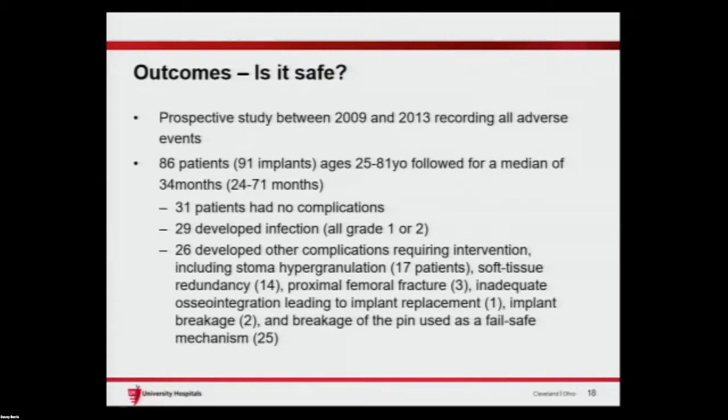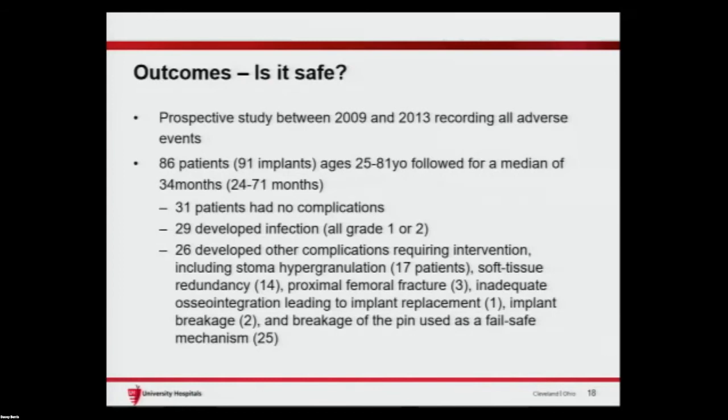So about a third of patients had no complications. About a third of patients developed an infection. And I'm going to discuss this grade 1 or 2, and a third of patients developed some other sort of complication that required a revision surgery. So 2/3 of your patients based off this study will get some sort of complication. About a third of patients require secondary surgery.